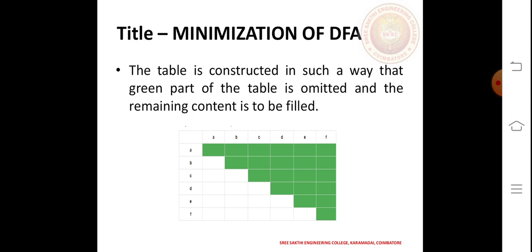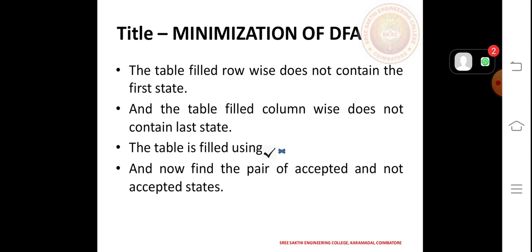Here, all the states are taken row wise and column wise. Row wise, the first state, that is A, is omitted, and column wise, the last state is omitted. The table filled row wise does not contain the first state, and the table filled column wise does not contain the last state. The table is filled using two symbols, a tick mark and a cross mark. The tick mark represents that the states are equivalent, and the cross mark represents that the states are distinguished.